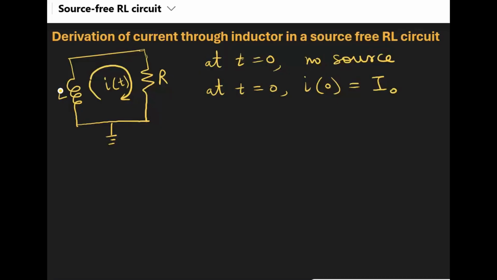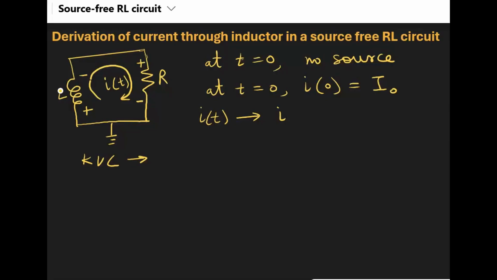For simplicity in the derivation, we will take I of t, the current, as I. Now, to find the current in the RL circuit, we apply KVL. To apply KVL, we should have the polarity of voltages across the components. In this circuit, current is flowing in this direction. The point where it enters will be positive, and the point from where it is leaving will be negative.